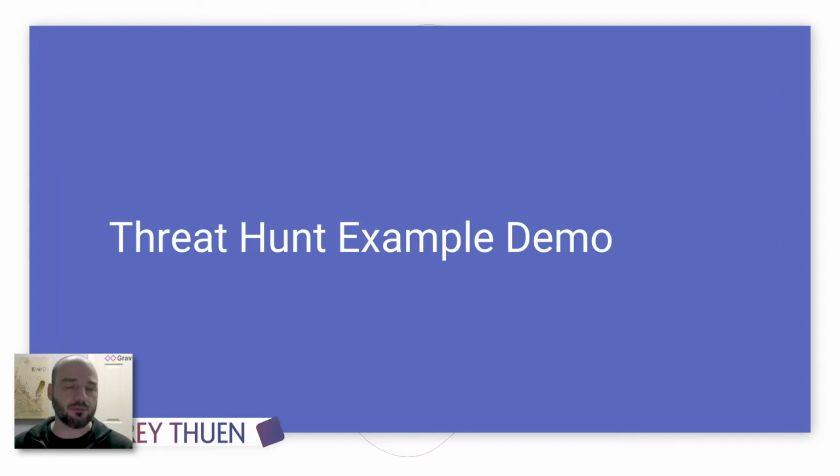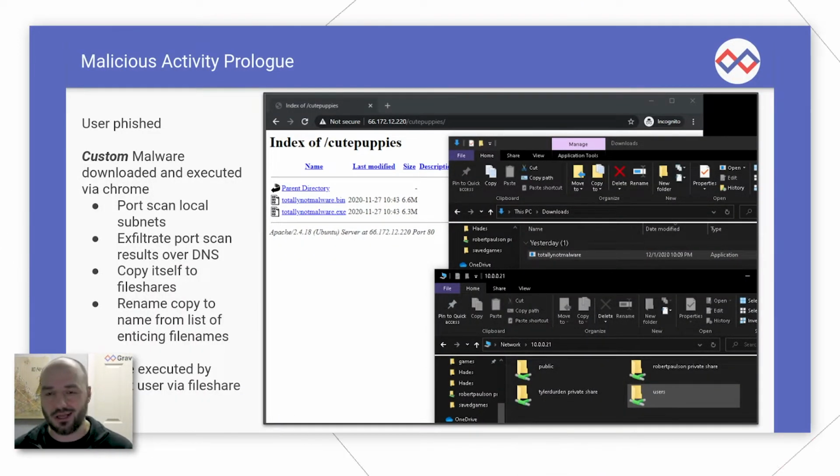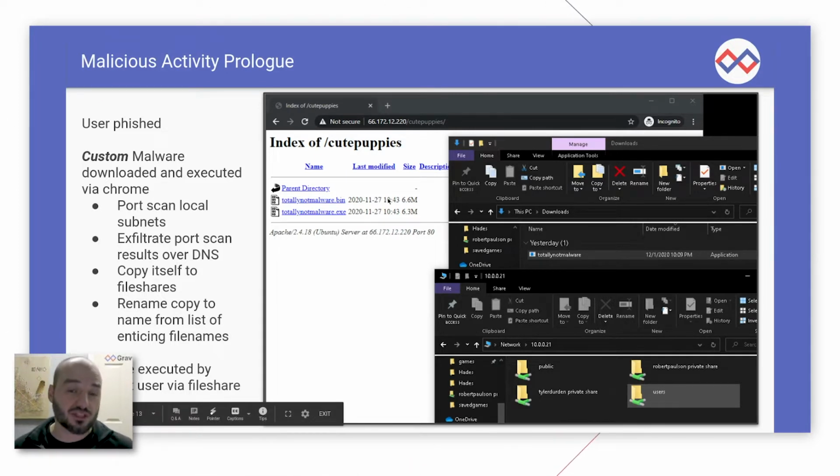So in this example, we've got a lab environment here. And in this environment, let's just take a look at what the malicious activity was. Opposite to a murder mystery, I'm just going to tell you who done it right away. How it worked is a user was phished. They downloaded this totally_not_malware.exe from a website promoting cute puppies, and then executed that malware.